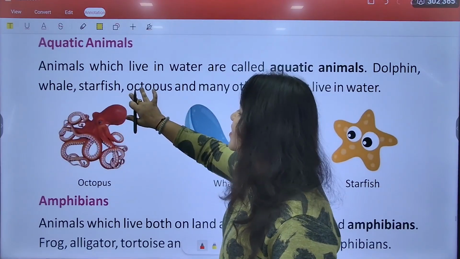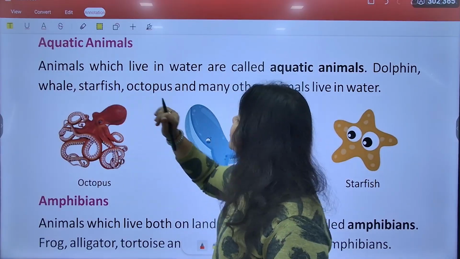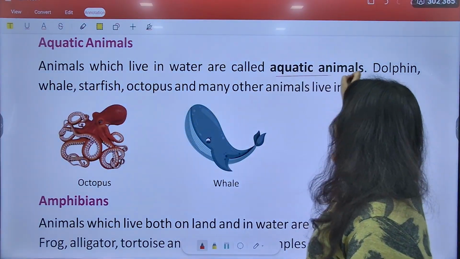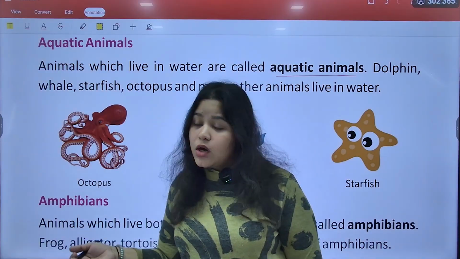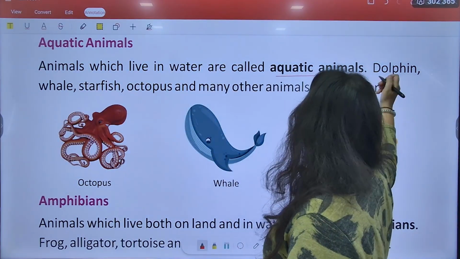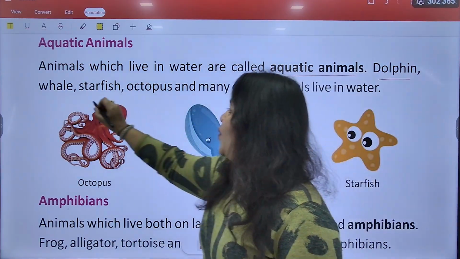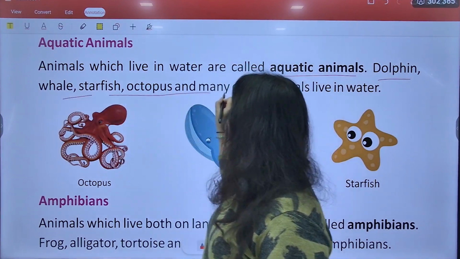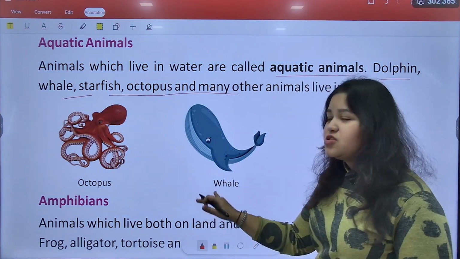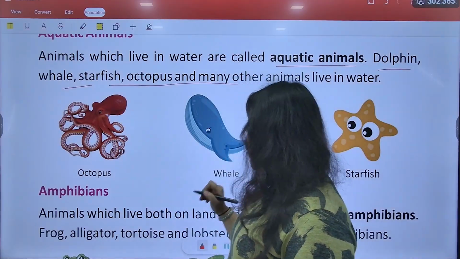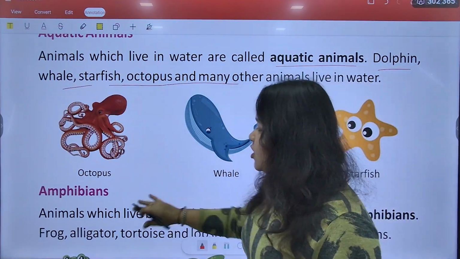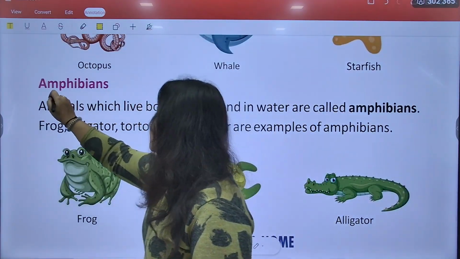Now, what are aquatic animals? Animals which live in water are called aquatic animals. The animals who don't live on land but in water are called aquatic animals. Some examples are dolphin, whale, starfish, octopus and many other animals that live in water. Octopus, whale and starfish.